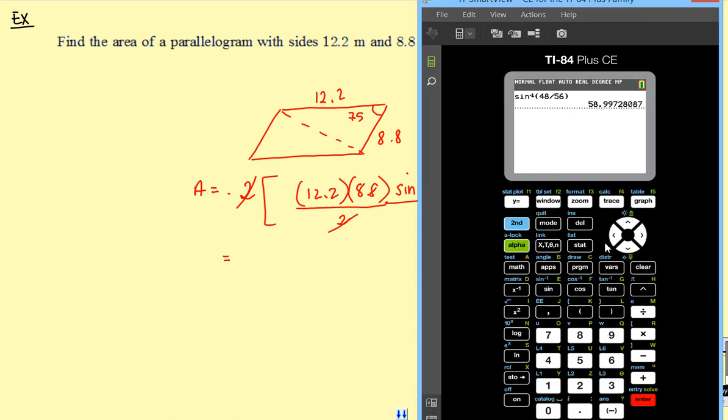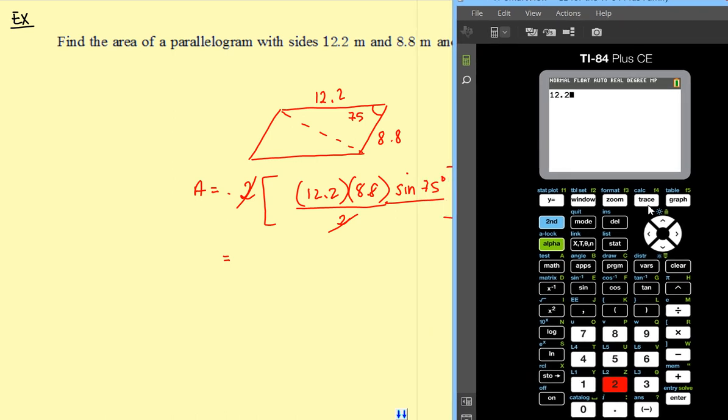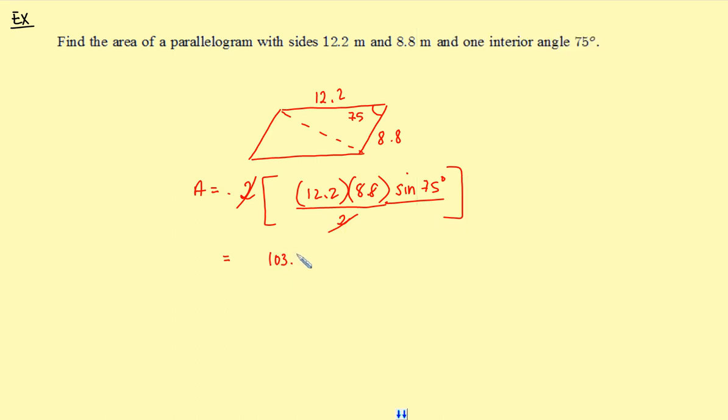And therefore, again using my calculator, I will say 12.2 times 8.8 times the sine of 75, close the parentheses, equals 103.7, or 104, or 104 meters. Okay, I feel like I should be checking that again.